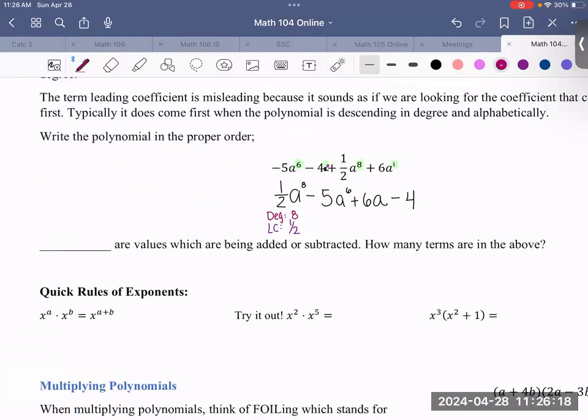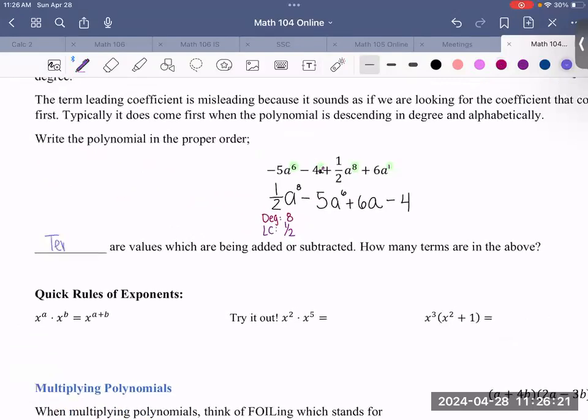We also had talked about terms. This was coming from one of our first lectures. We said terms are values which are being added or subtracted. So if we're looking at the above, how many terms can we see? We have 1, 2, 3, 4 terms. There are 4 terms above. Now, the reason why this is important is we're now going to be starting our journey with not just quadratics, but with cubics and quartics. And we have a lot of terms to look at.